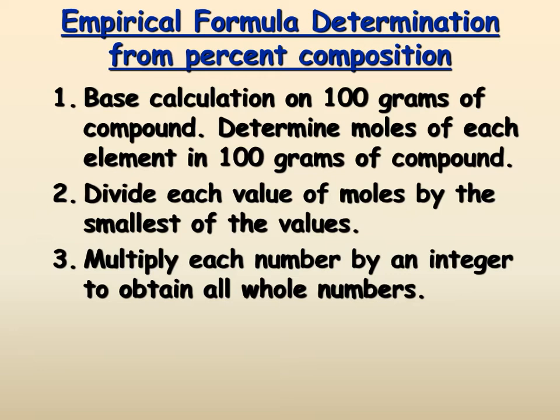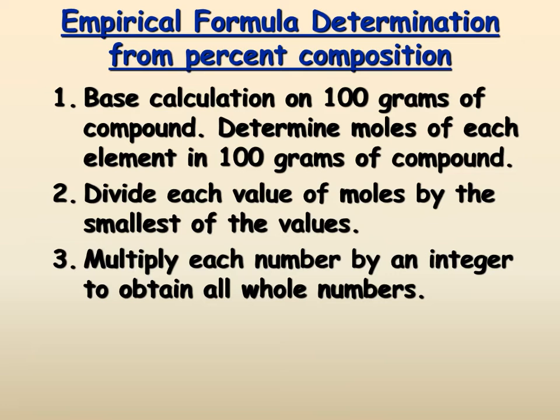So we've discussed empirical formulas from masses and from experimental data. Another way to determine empirical formulas is from percent composition. So say you are told that this molecule has 20% carbon and 80% oxygen and 10% hydrogen or something like that. You can figure out what the empirical formula would be from those percentages. All this does is add one extra step.